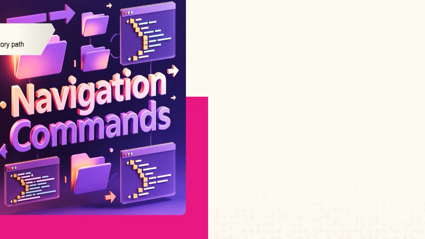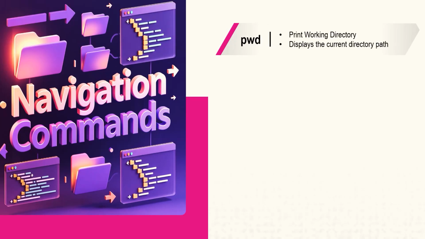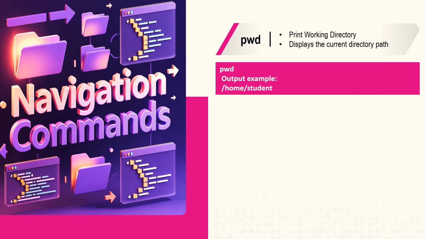In Linux, everything starts from the root directory, that is /. Your user files live in the directory home and within that your personal folder. Let's explore the most important navigation command, that is pwd, print working directory. It will display the current working directory path and give the output something like /home/ and your username.